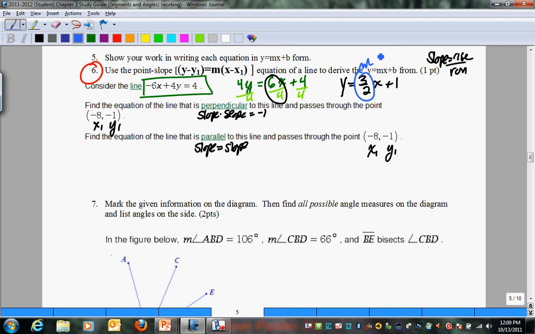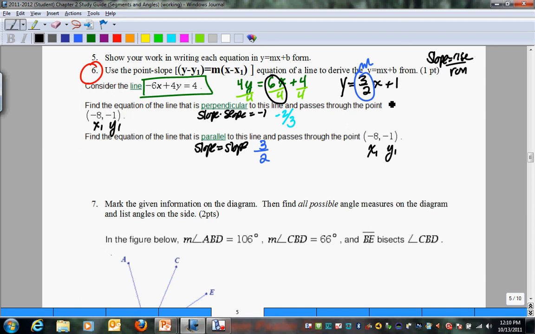So now, for the parallel, what's our slope going to be? 3 over 2. For perpendicular, what's our slope going to be? 2 over 3, switch and flip. Negative 2 over 3, oh, it's negative. Switch and flip, yes.